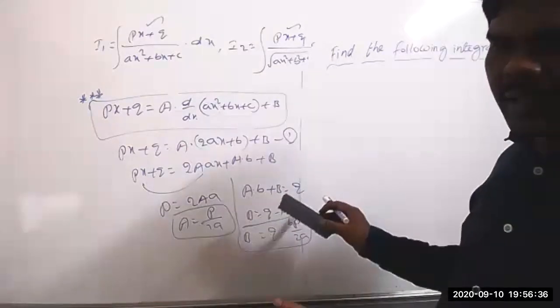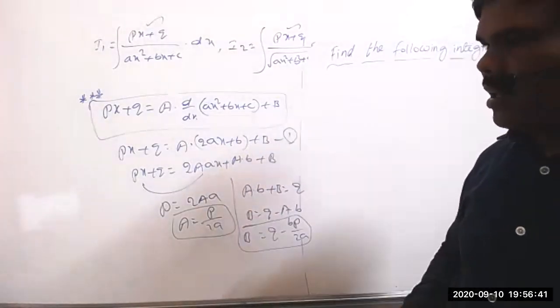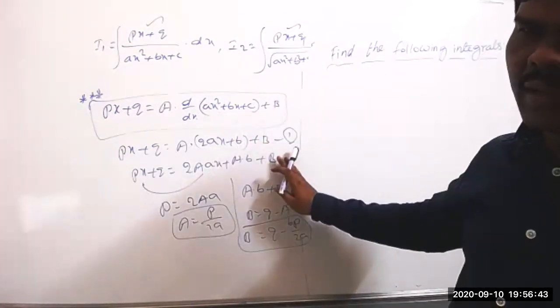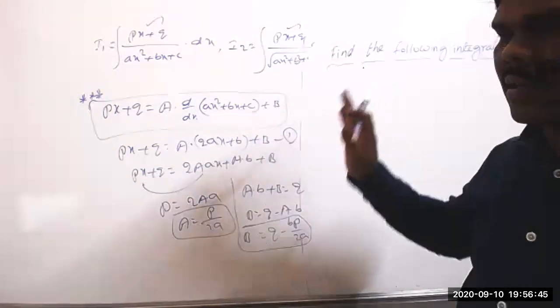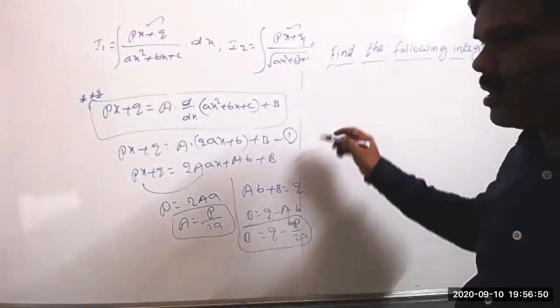Now, just understand this clearly and you'll get it, no problem at all. I already gave the method here. We will take one example so that you understand very clearly. Okay, so find the following integrals. I'll take one small example here.